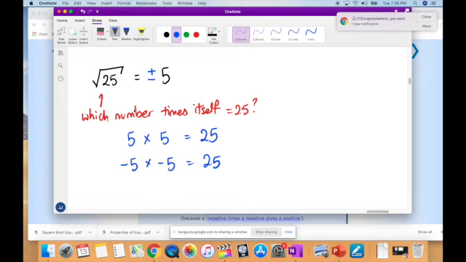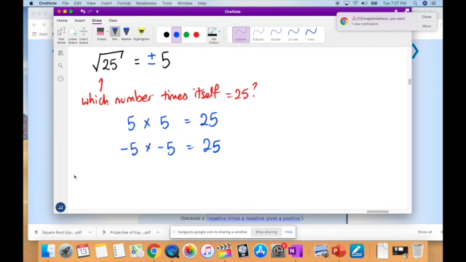So if somebody asks you, and from now on, make sure you remember, if somebody asks you what is the square root of 25, the answer is plus or minus 5. Everybody understand this? Caitlin, you alright?